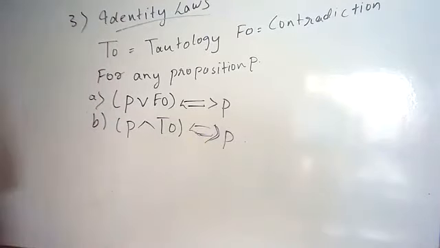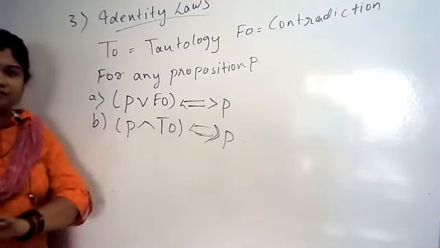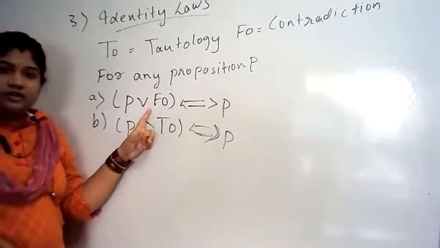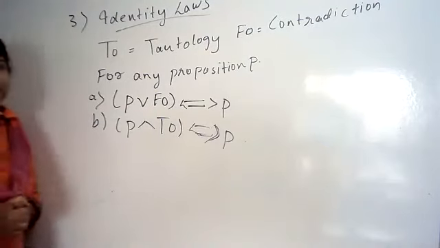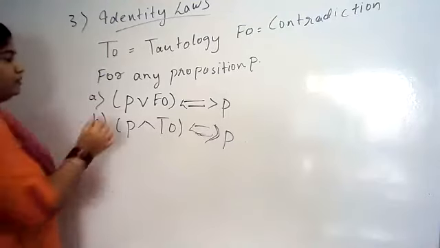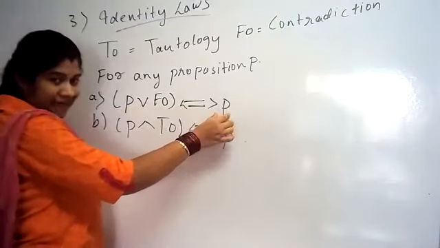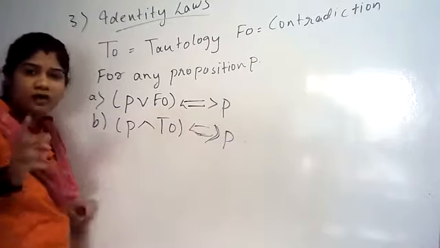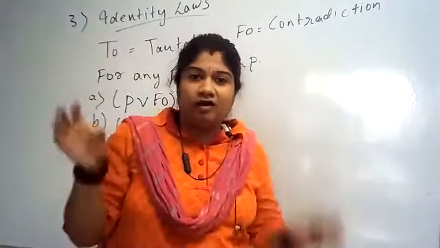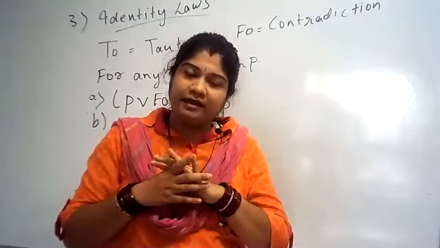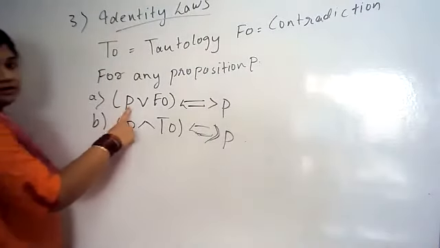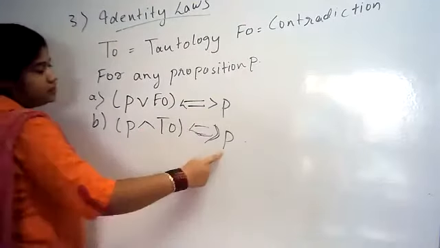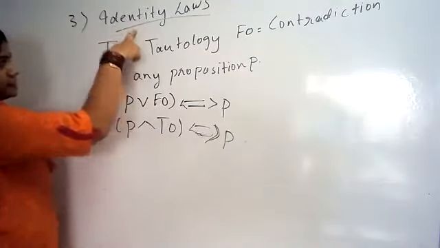Coming to the third law here, as you can see, here I have used T0 and here I have used F0. T0 means tautology, F0 means contradiction. The third law, the identity law, basically tells us that whatever the proposition P is, the result will be P. Identity means the same. We use the term identity for same. So similarly here also, proposition P, result is also P. That is why the name has come, identity law.